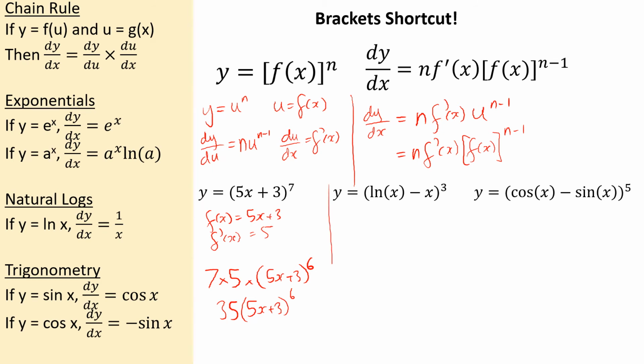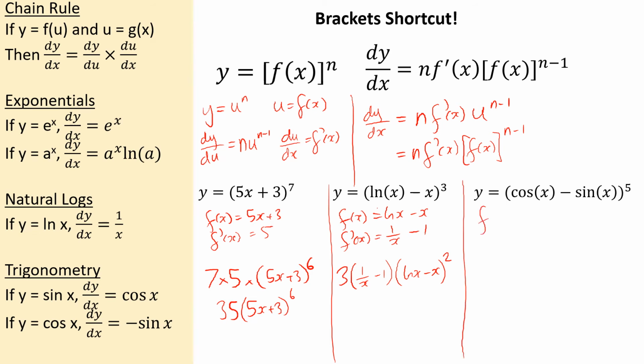Second one, in this case, our f of x, the thing that's inside the bracket, is ln x minus x. So we need to differentiate that, and if we do, we get 1 over x minus 1, and then we can go straight into the little shortcut thing, so it's going to be n, which is 3, f dash x, which is 1 over x minus 1, and then f of x, which is ln x minus x, to the power of n minus 1, so to the power of 2. I don't think that tidies up any nicer if we simplify it, so we'll leave it like that.